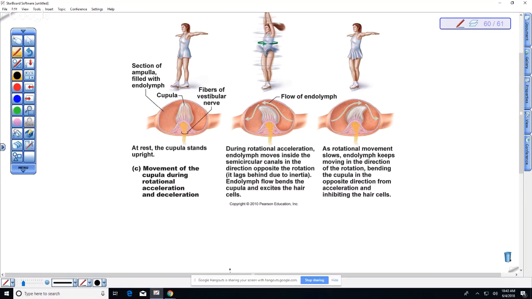So it moves in one direction and then you could almost feel like you're still moving, maybe in the opposite direction. There's something weird that happens with your eyes when you spin too. There are specific eye movements. Your eyes will move after you stop spinning in a certain direction because the eyes are coordinated with the vestibular apparatus to aid in equilibrium.